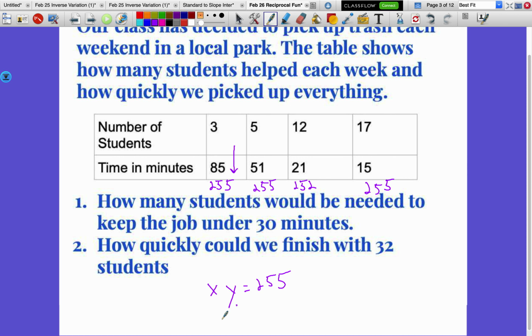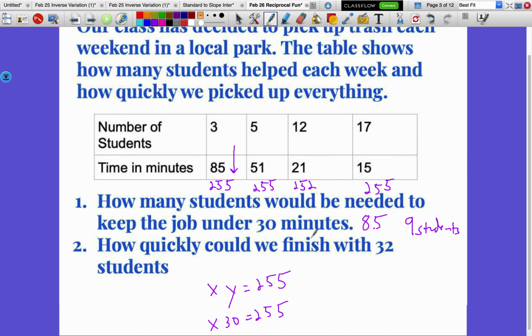If we want to keep the job under 30 minutes, we can plug in a 30 for one of these variables. Divide it away, so the 255 minutes worth of work divided up amongst 30 students, or 255 divided into 30-minute chunks, takes 8.5 students. We'd want to round that up to 9 students because it says we want to keep the job under 30 minutes. So 8 students would take a little bit longer than 30 minutes. 9 students, we can see 255 divided by 9 would get done in 28 minutes and 20 seconds.